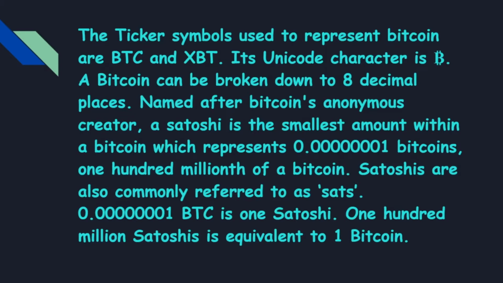The ticker symbols used to represent Bitcoin are BTC and XBT. A Bitcoin can be broken down into 8 decimal places. The smallest unit was named after Bitcoin's anonymous creator, Satoshi Nakamoto. The smallest unit is 0.00000001 Bitcoins, which represents a Satoshi. Satoshis are also commonly referred to as sats. 100 million Satoshis is equivalent to 1 Bitcoin.